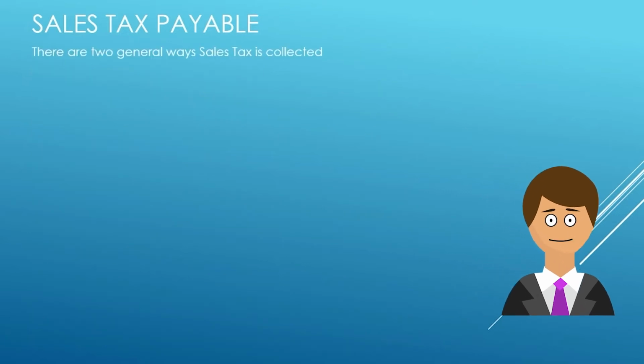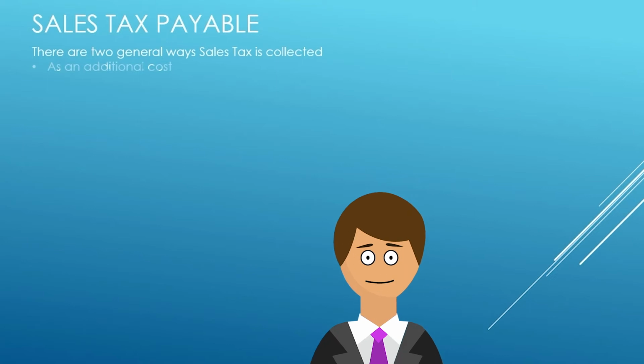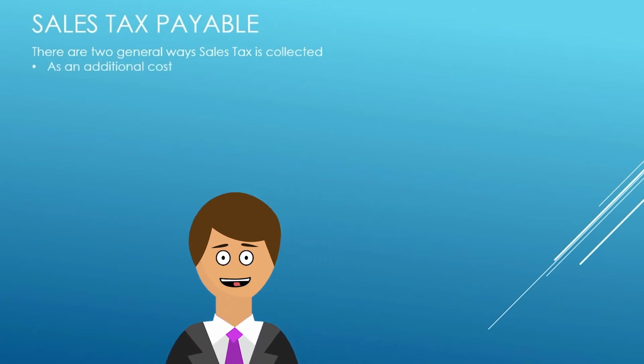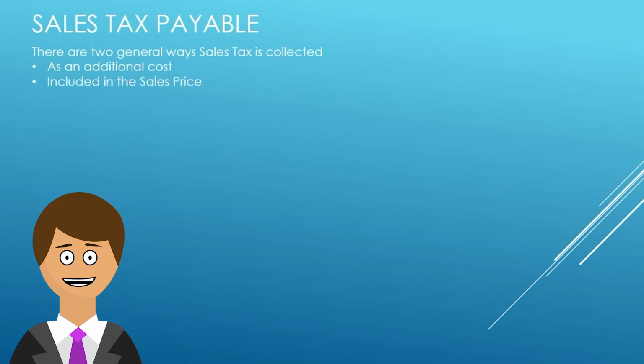So let's go over sales tax a little more in depth. How it's collected is two different ways. One is it's either an additional cost that's added on to your sales price, or it can be included in the sales price. And I'm going to go over examples of both of these areas. So let's start out with an example of the sales tax being an additional cost to the transaction.